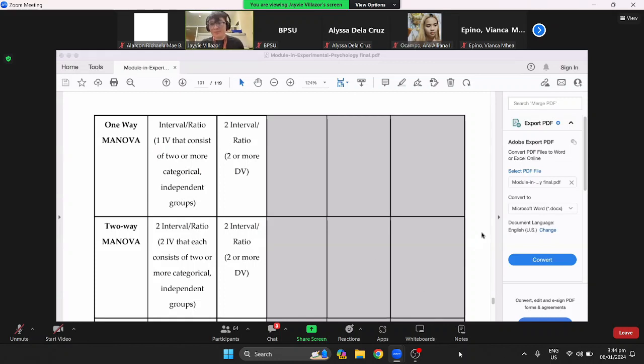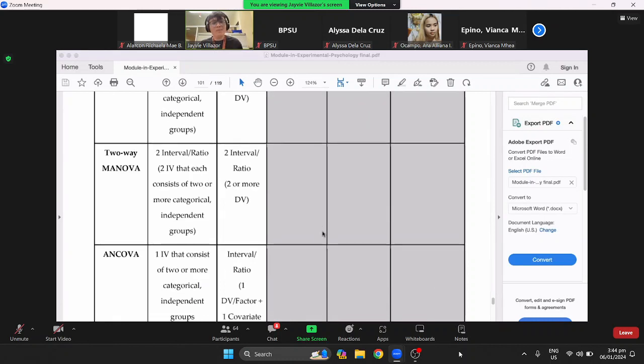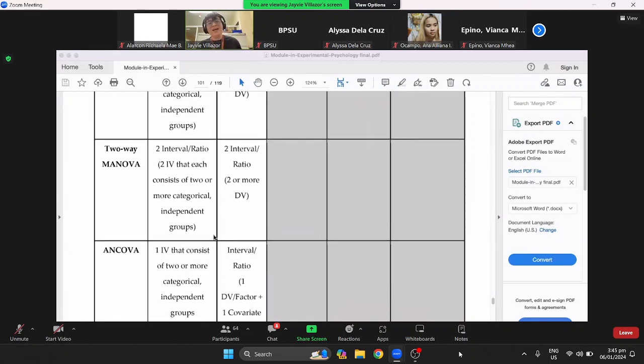Okay po? Next is two-way MANOVA. Okay? Kay two-way MANOVA, 2 ang independent variable nyo with 2 or more categories or levels, at ang dependent variable nyo rin ay 2 or more. Can you follow? So, ganito na to kasi ang dami mong independent variable, marami ka ding dependent variables. Okay?